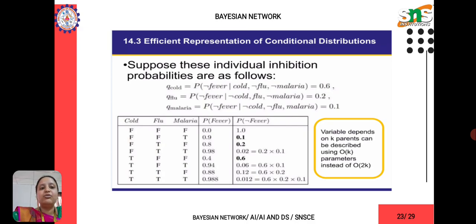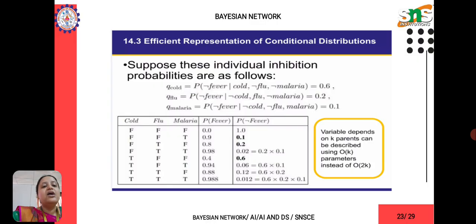A person who has a cold will have different possibilities. A person will have a cold but not fever, or neither cold, or cold but not flu and malaria, and the value for this is given. The next is flu, malaria. The same thing, you have different conditions and the values given for them. So how will you calculate the probability over here? That is the question.